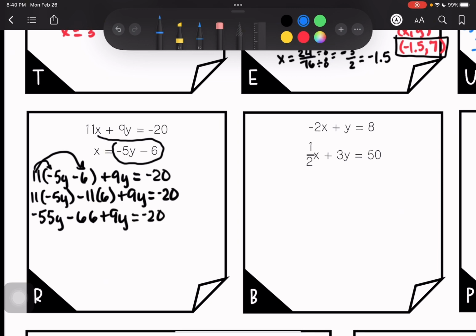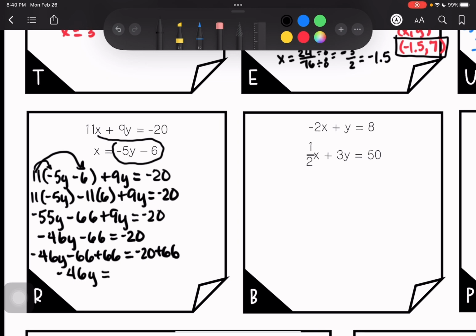When I combine my like terms, negative 55 and a positive 9, that gives me negative 46y minus 66 equals negative 20. I want to now add 66 to both sides. So when I add 66 to both sides, this gives me negative 46y equals positive 46. Divide both sides by negative 46. Therefore, y equals negative 1.